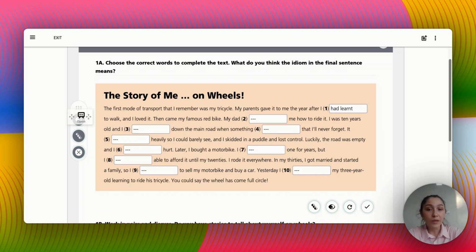Next, then came my famous red bike. My dad was teaching or taught me how to ride. In this sentence, we are supposed to use only taught, just past simple tense. So, my dad taught me how to ride it. I was 10 years old and I was riding down the main road. Then something happened that I'll never forget.